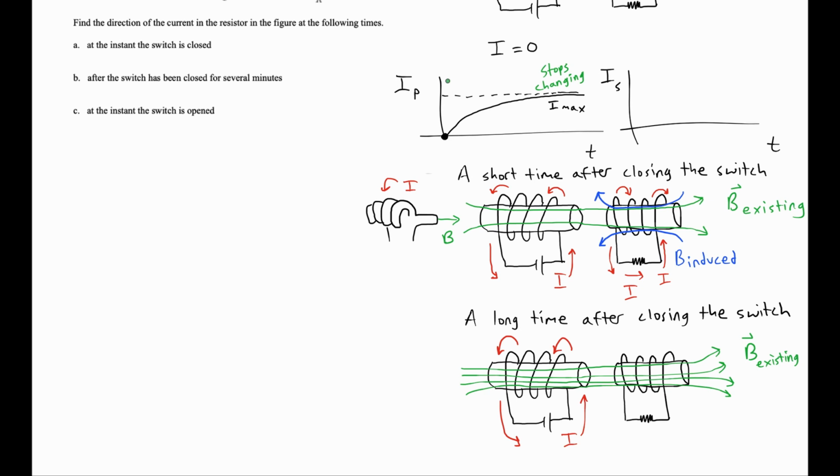But at the beginning, it was changing the most. How can you tell that it's changing the most? By the steepness of the slope here. It means that the current was really rising rapidly. But as time went on and it got closer and closer to that maximum value, it virtually stopped changing. So when it comes to the secondary coil, the flux through the coil stops changing too.